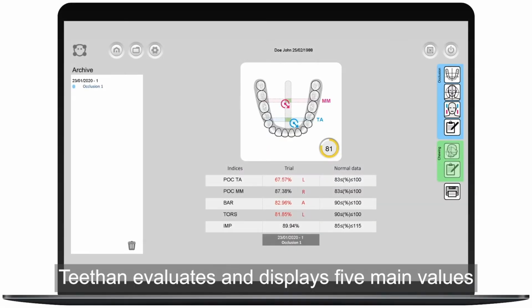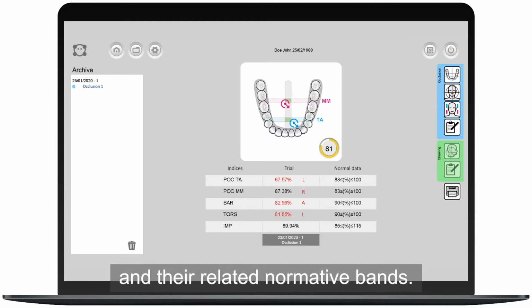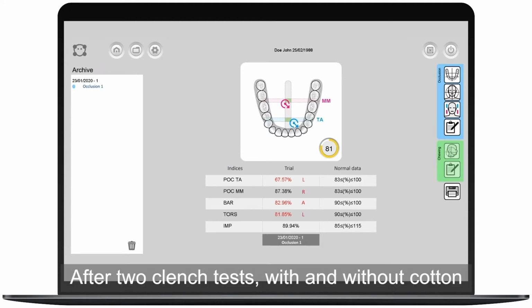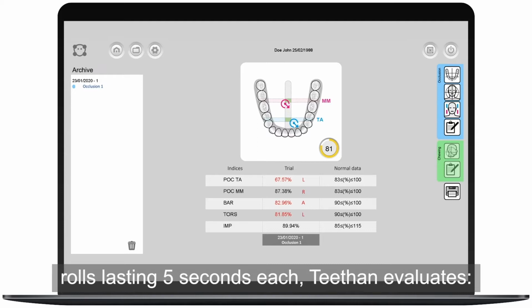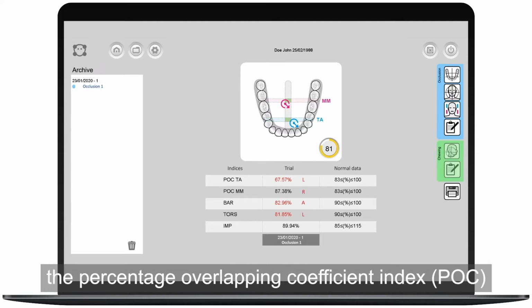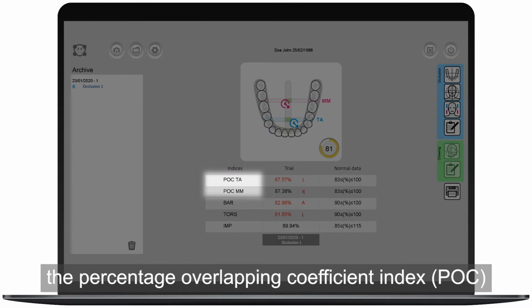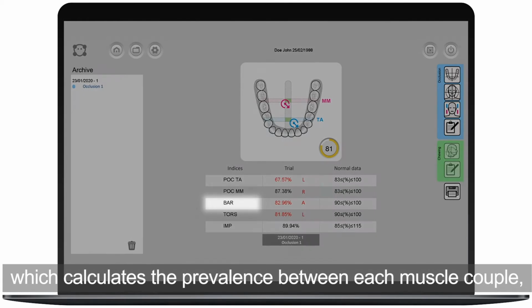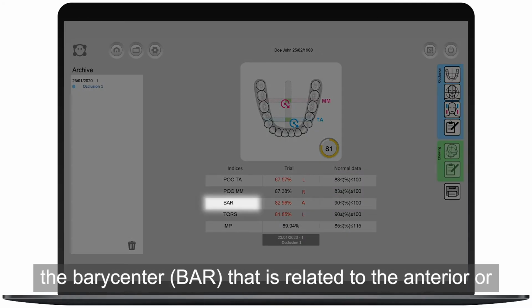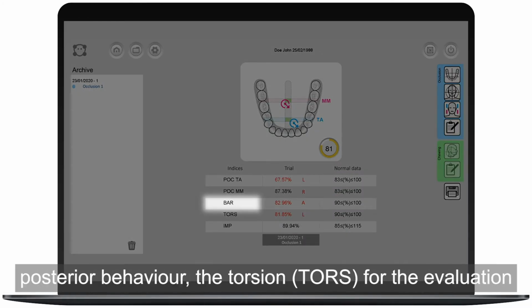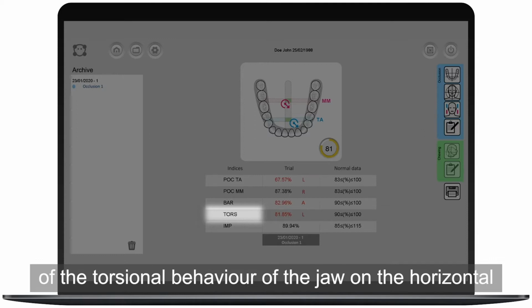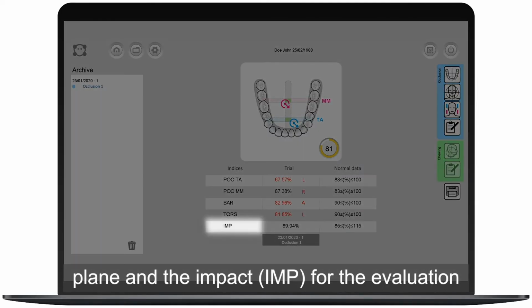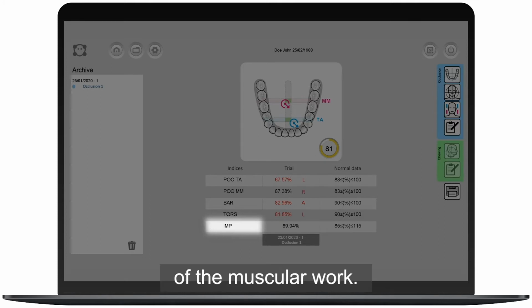TTHAN evaluates and displays 5 main values and their related normative bands. After 2 clench tests, with and without cotton rolls lasting 5 seconds each, TTHAN evaluates the percentage overlapping coefficient index, otherwise known as the POC, which calculates the prevalence between each muscle couple, the barycenter, otherwise known as BAR, that is related to the anterior or posterior behaviour, the torsion, noted as TORS, for the evaluation of the torsional behaviour of the jaw on the horizontal plane, and the impact, noted as IMP, for the evaluation of the muscular work.